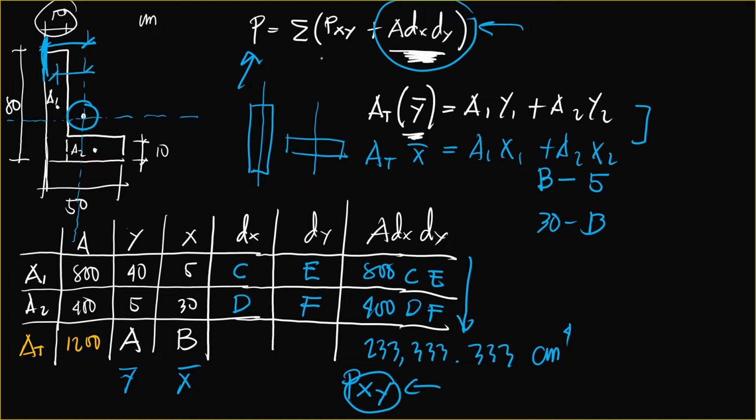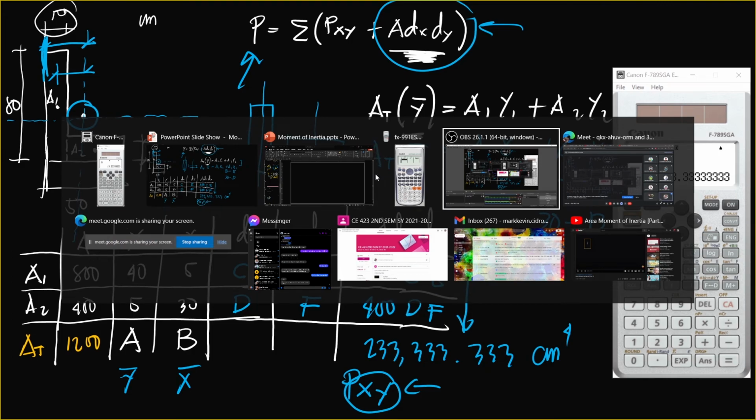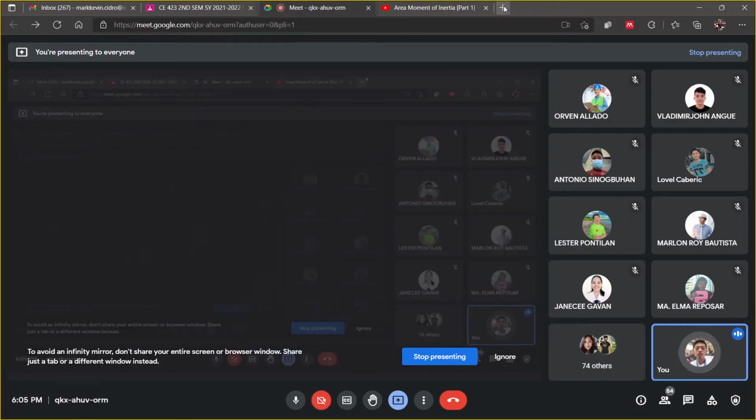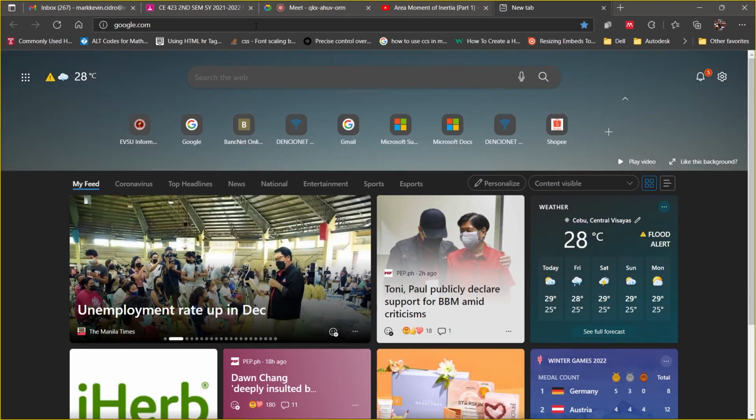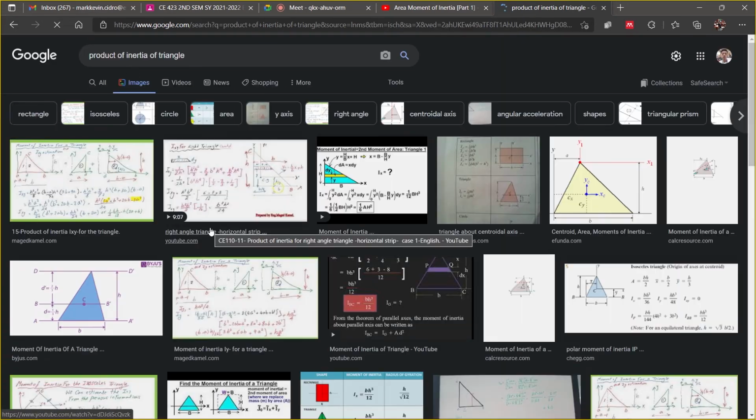I forgot the formula. Wait a moment. That is a very good question actually: what if there is no axis of symmetry for the product of inertia? Wait a moment.